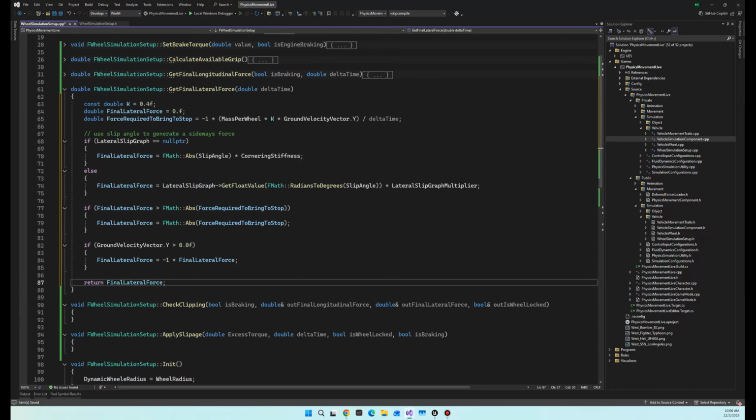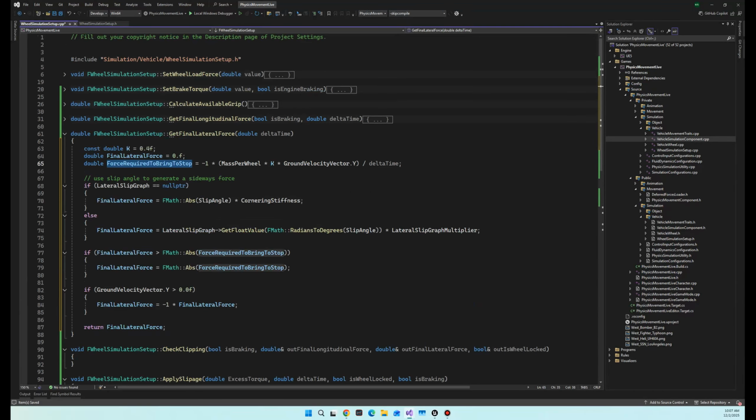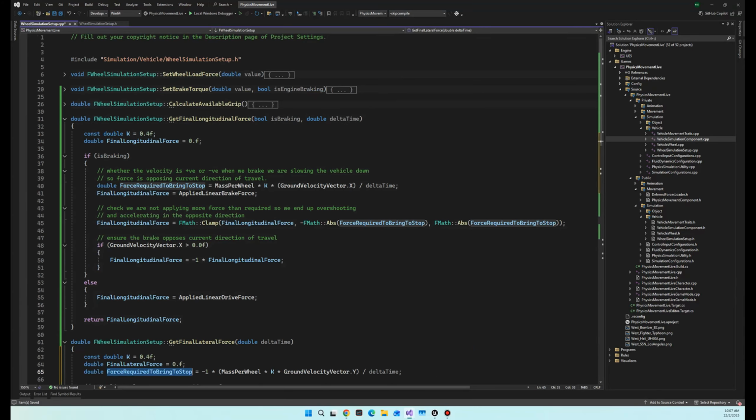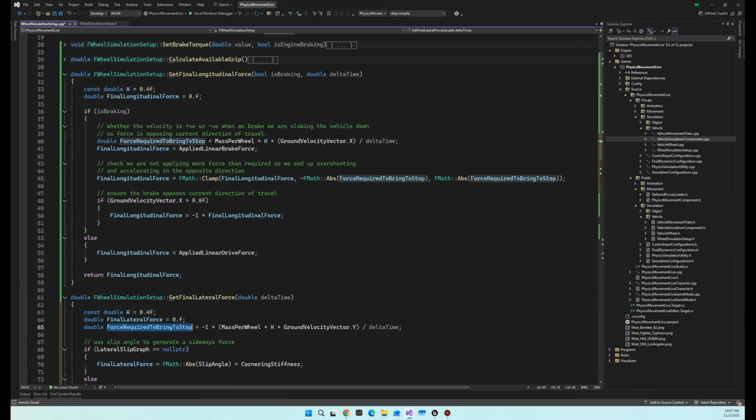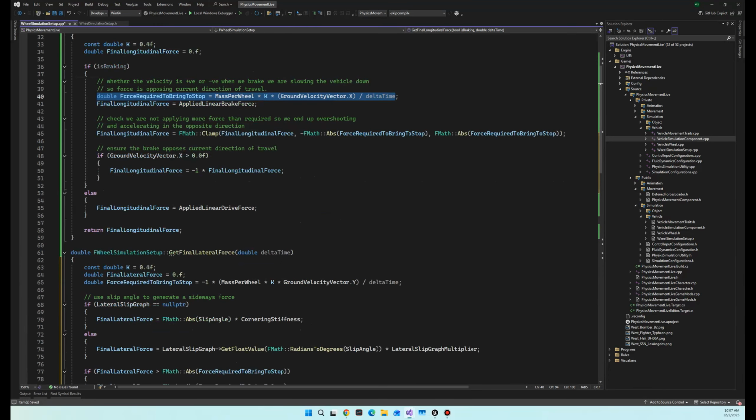Again, our K-force value is a double. We have our final lateral force. We have the force required to bring to a stop, which we still need to calculate, and again, that's per tire. It's the same calculation that we're doing up here, that we're doing down here. Again, we need to know this, but now it's on the lateral axis versus the front to back.